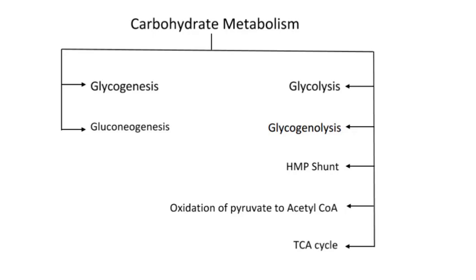Well, we all know metabolism has two parts. One is anabolism and another is catabolism. In carbohydrate metabolism, glycogenesis and gluconeogenesis are anabolic pathways, and glycolysis, glycogenolysis, HMP shunt, oxidation of pyruvate to acetyl-CoA and TCA cycle are catabolic pathways.